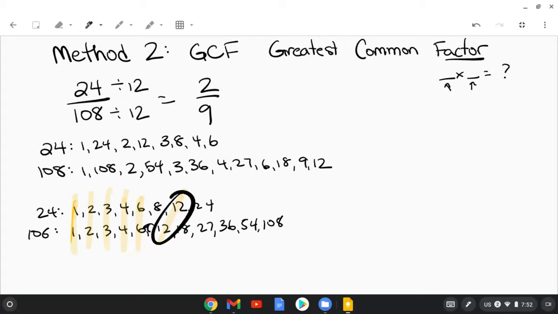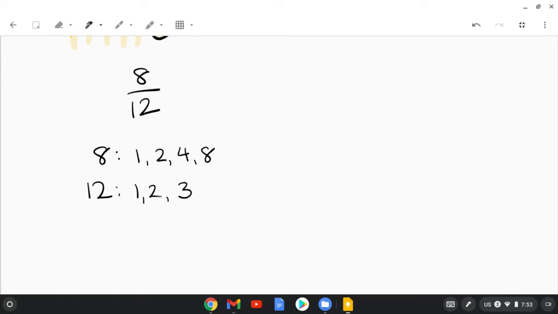Let's do another example. A simpler one, 8 over 12. The factors of 8 are 1, 2, 4, and 8. The factors of 12 are 1, 2, 3, 4, 6, and 12. And so we see here that the greatest common factor is 4. So I can divide the top number by 4 and the denominator by 4, and I get 2 over 3 as my simplified fraction.